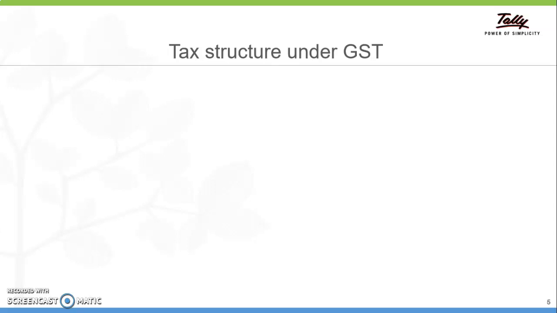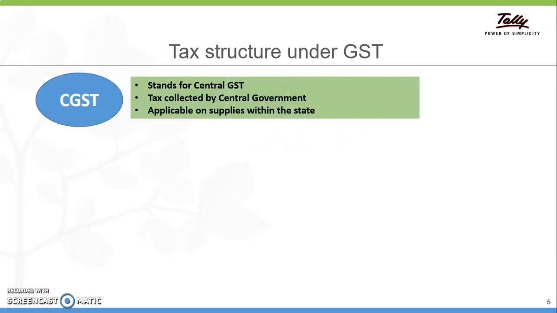Now see the tax structure under GST. What is the tax structure under GST? CGST stands for Central GST, tax collected by the central government, applicable on supplies within the state. If you are supplying goods or services, GST means here both goods and services will come. So it is applicable within the state. If you are doing supplies within the state, then CGST is applicable.